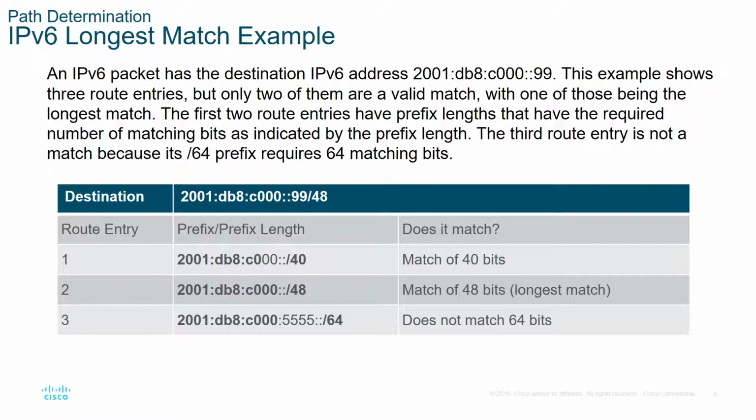IPv6 longest match example. An IPv6 packet has the destination IPv6 address of 2001:DB8:C000:99. This example shows 3 route entries, but only 2 of them are a valid match, with one of those being the longest match. The first 2 route entries have the required number of matching bits as indicated by the prefix length. The third route entry is not a match because its /64 prefix requires 64 matching bits.